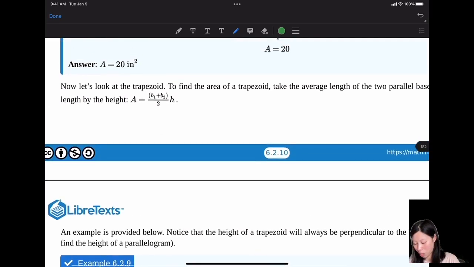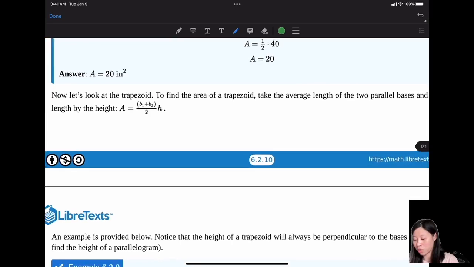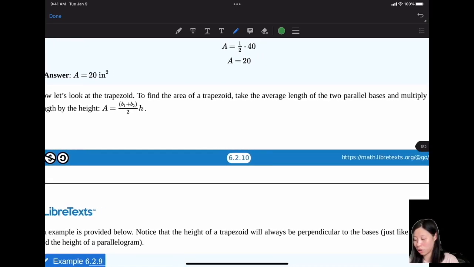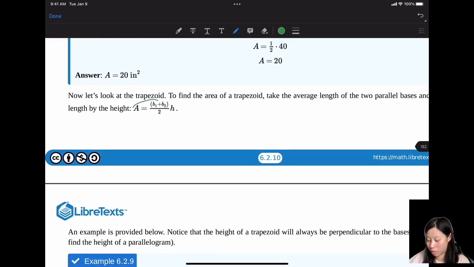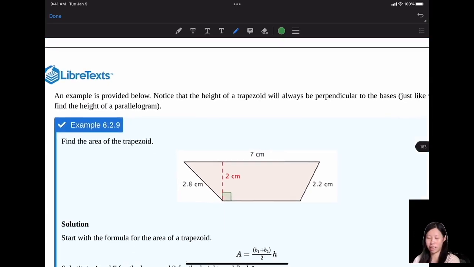Okay. So now what about a trapezoid? To find the area of a trapezoid, you need to take the average length of the two parallel bases and multiply the length by the height. B1 plus B2, which is the two bases, the parallel sides, over 2 times H. So where did you get that?